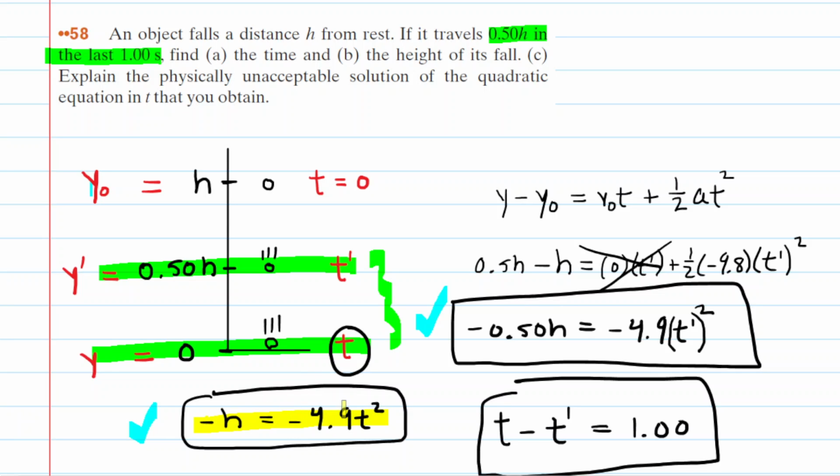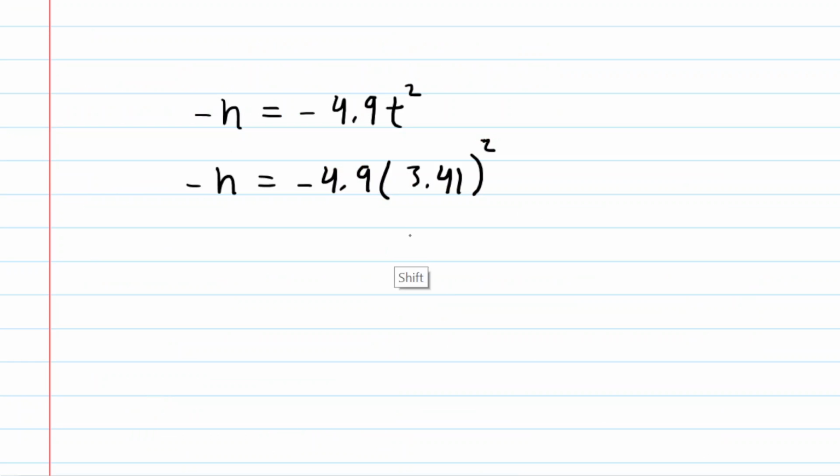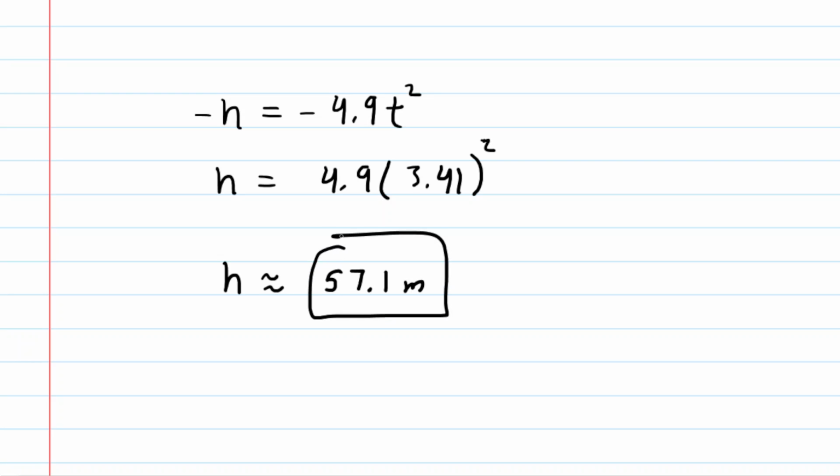Let's recopy that and plug in our value for t. There we have it. We do have negatives on both sides of this. If you divide both sides by -1, those negatives would cancel, and then you would just punch in the right-hand side, and you will get a height of approximately 57.1 meters. So this would be the correct answer to part B.